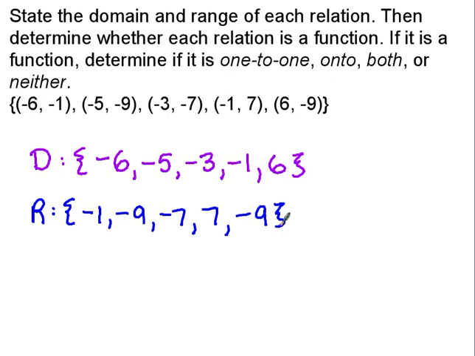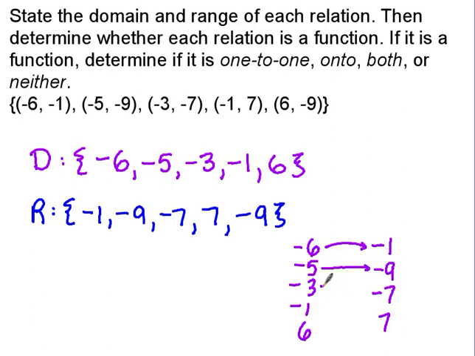So what I'm just going to do quick is make myself a visual. So you have -6, -5, -3, -1, 6. And then I have 1, -9, -7, 7, and I've already got a -9 written. So -6 goes to 1, -5 goes to -9, -3 goes to -7, -1 goes to 7, and 6 goes to -9.